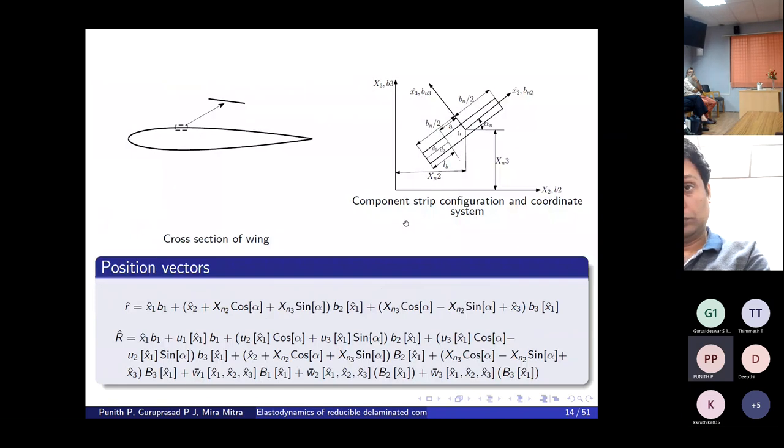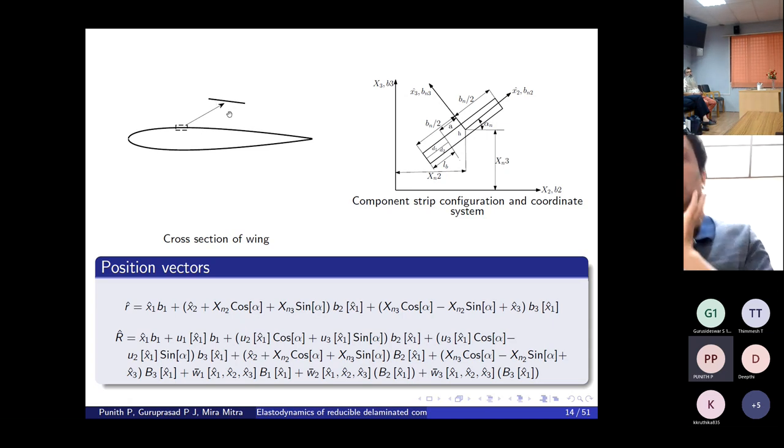So next, moving on to the open and closed cross section. In the previous modeling case, we had considered a single strip in which the global coordinates and local coordinates were the same. But now we are considering a strip with the global coordinate and local coordinate different. So here the local coordinate of the strip is oriented at an angle of alpha, and it's placed at a distance of xn2 and xn3 from the origin.